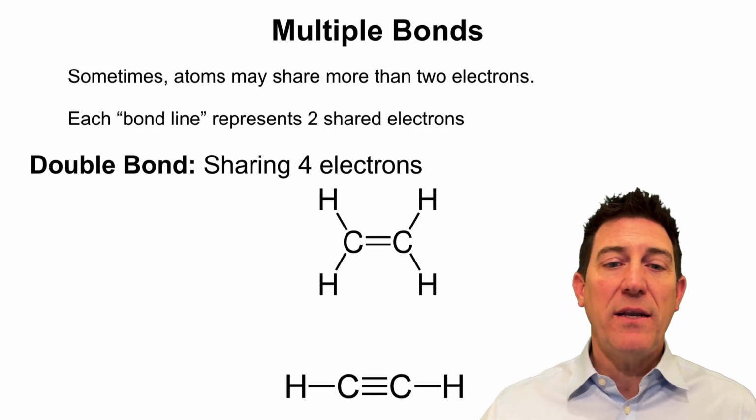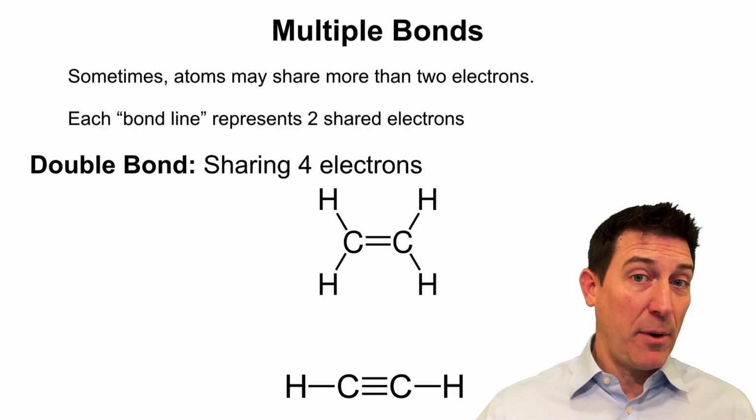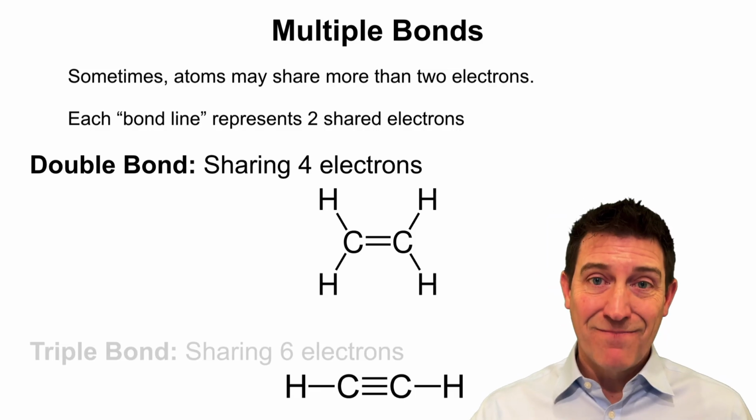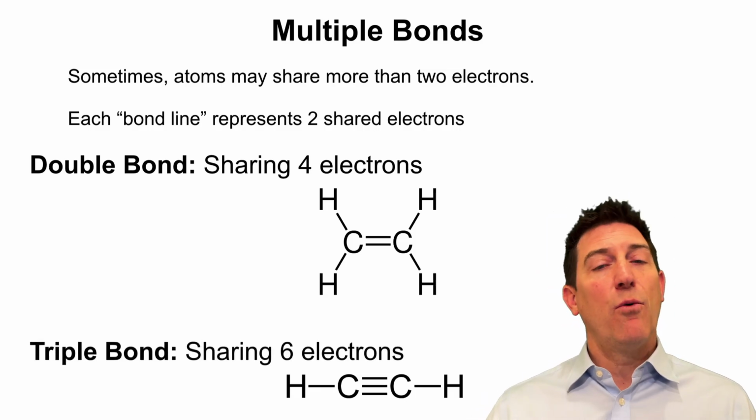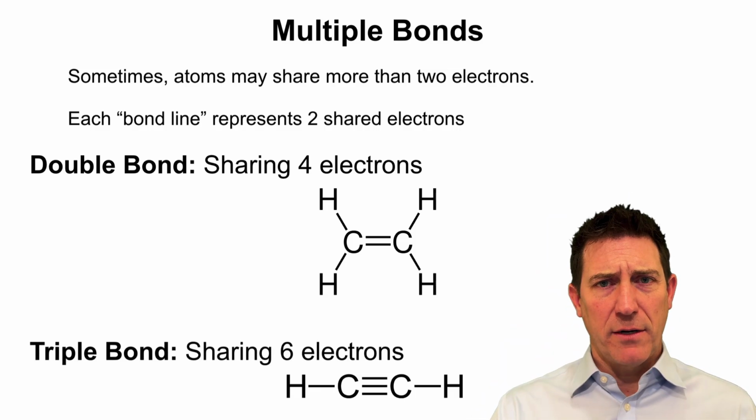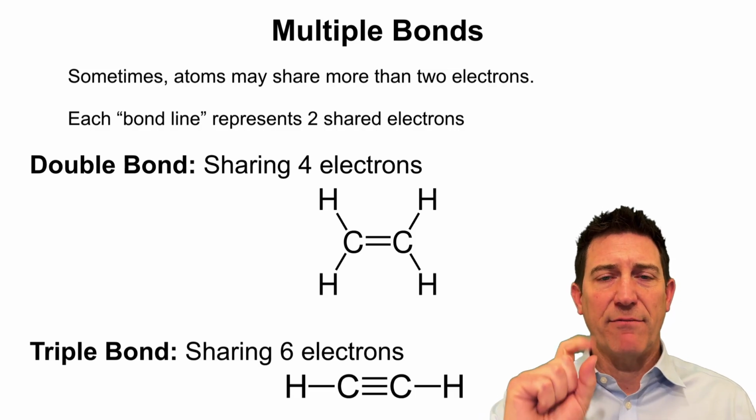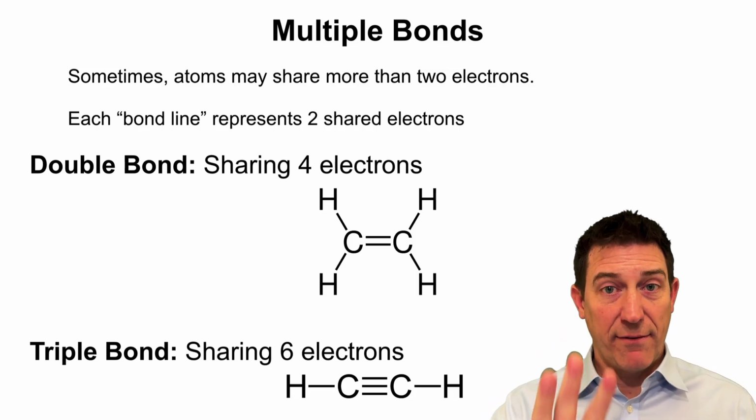So a double bond is sharing 4 electrons. A triple bond, like the one you see down at the bottom, that's sharing 6 electrons. We'll never have a quadruple bond. There'll never be 4. So we either have single bonds, we have double bonds, or we have triple bonds.